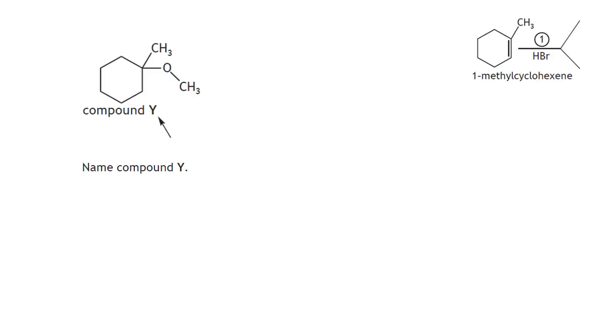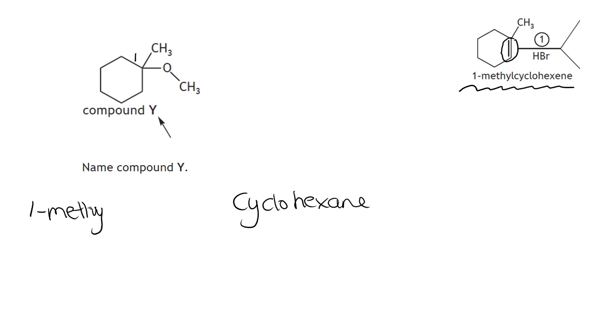Name compound Y. Now, in this question, you were given the naming of this system. So you were told this was carbon number one, because that's where the branch is, 1-methyl. The ring was cyclohexene because of the double bond. You've not got that, so this molecule is going to be cyclohexane. We've still got our methyl group, 1-methyl, but we've now also got that group, which you need to be able to recognize is a methoxy group, and it is also on carbon number one. So that is 1-methyl, 1-methoxy cyclohexane.